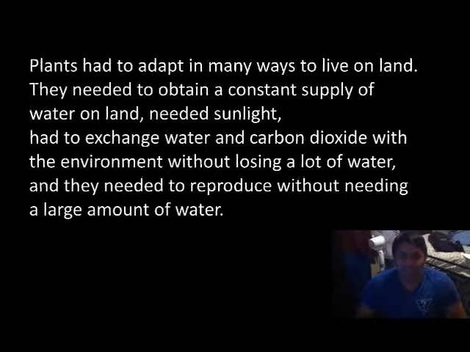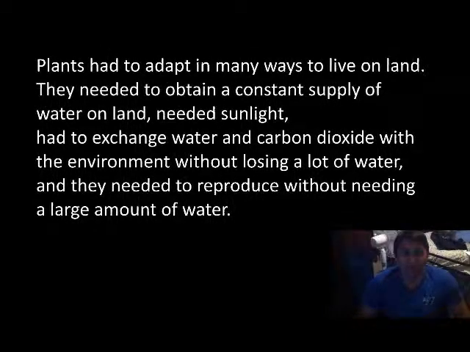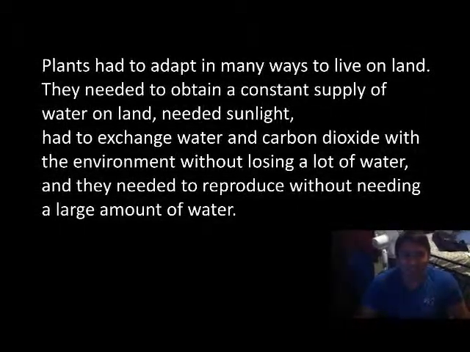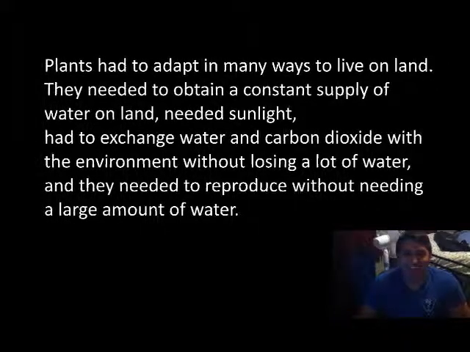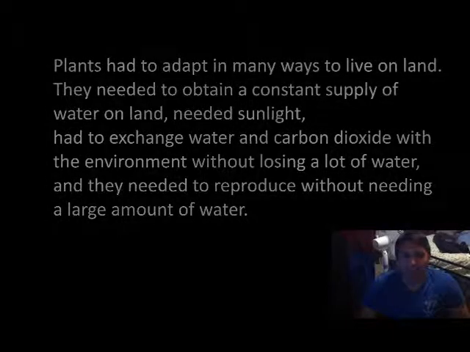Demands of life on land. Plants had to adapt in many ways to live on land. They needed to obtain a constant supply of water on land, needed sunlight, had to exchange water and carbon dioxide with the environment without losing a lot of water, and they needed to reproduce without needing a large amount of water.